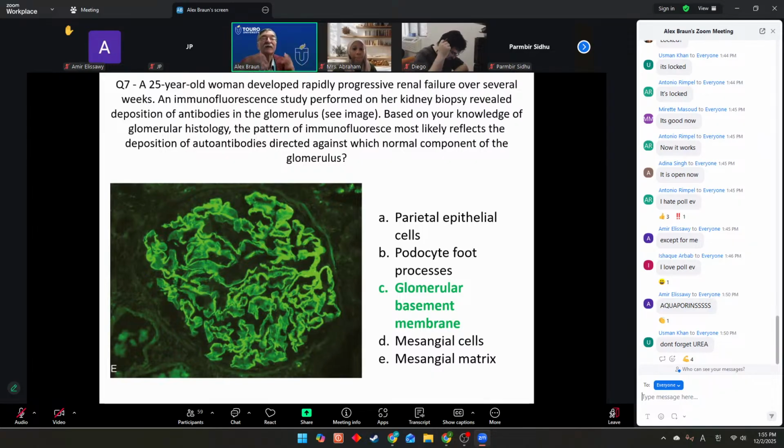time. Pulmonary hemorrhage and kidney failure at the same time because the autoantibodies are directed against the basement membrane of both the kidney and the alveoli at the same time.